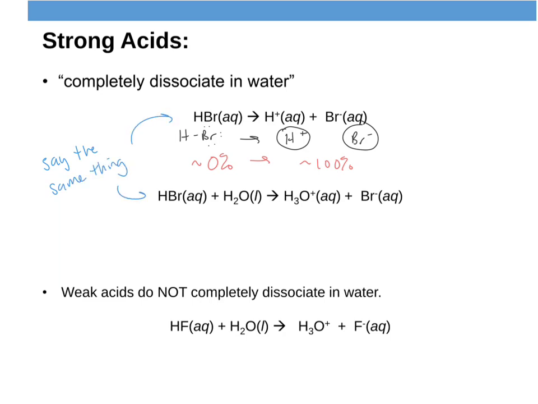So you might see this or you might see that. They're considered to be equivalent. The difference here is that this is just the proton, right? This is just a proton, an H+, whereas H3O+ is called hydronium.